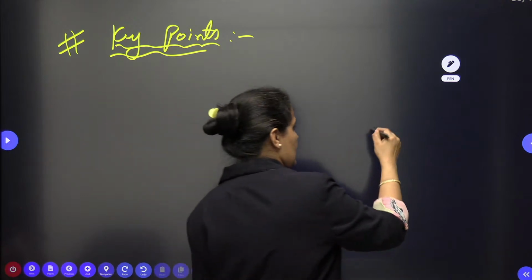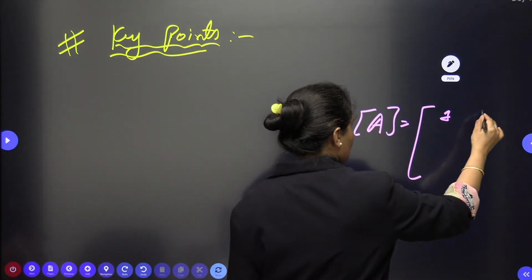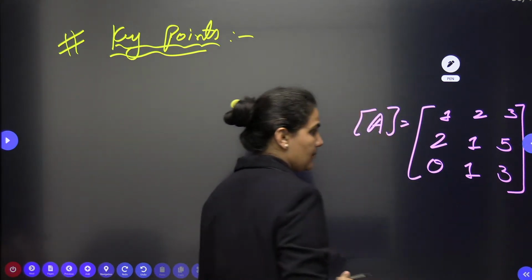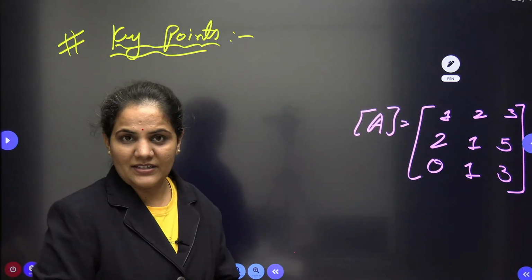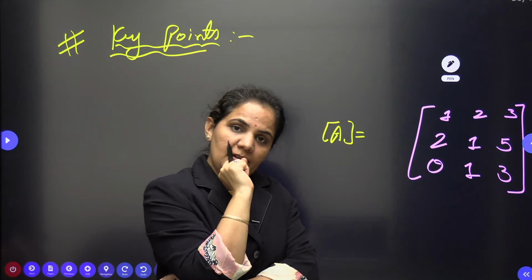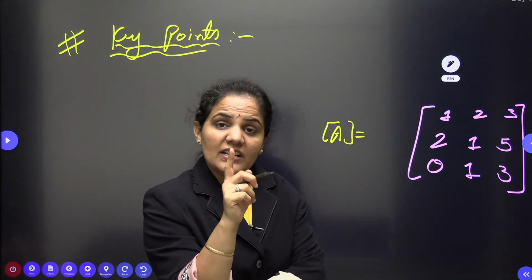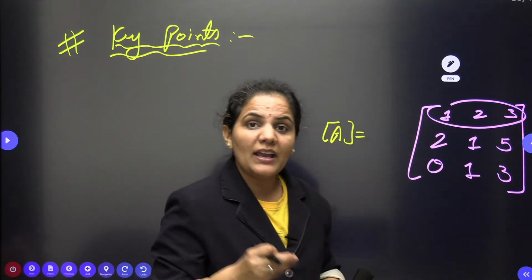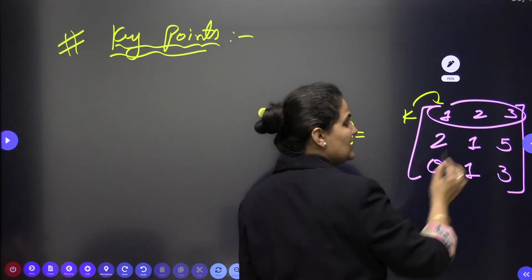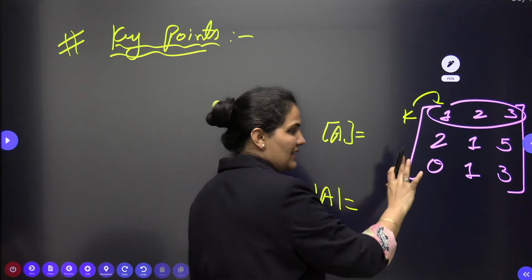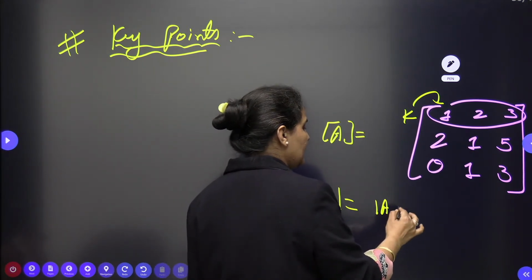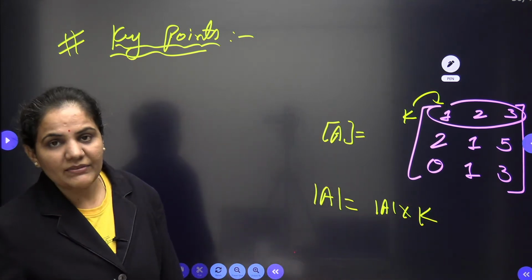Suppose I have a matrix A. It can be anything, say 1, 2, 3; 2, 1, 5; 0, 1, 3. I am taking a random example. If you want to find the determinant of this matrix, but before that, suppose in the first row of this matrix I multiply with any scalar number k. So the first row will be k, 2k and 3k. If I find the determinant of this one, then whatever determinant you were finding earlier will be multiplied with that scalar k only.